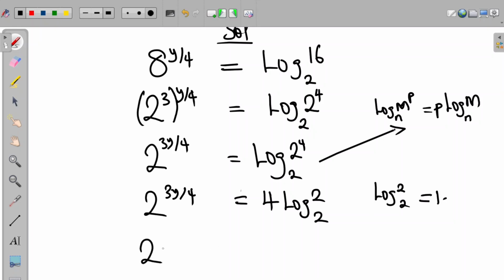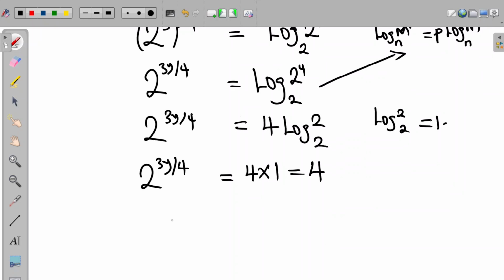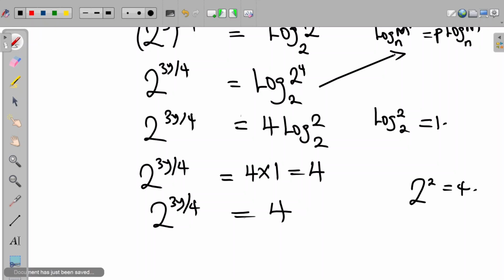So we have that 2 to the power of 3y/4 is equal to 4 times 1, which is equal to 4. At this point, the equation reduces to 2 to the power of 3y/4 equal to 4. Now, since we have a base of 2 here, we can express 4 in powers of base 2. Recall that 2 to the power of 2 is equal to 4. So the right hand side becomes 2 to the power of 2, and we have 2 to the power of 3y/4.